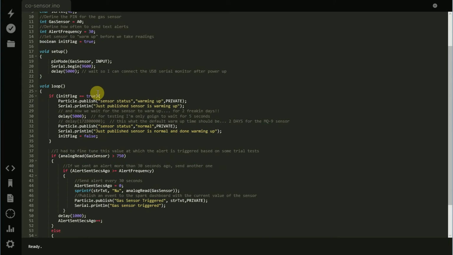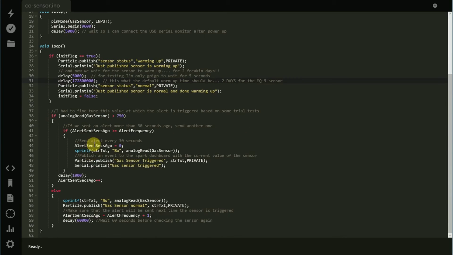Just to quickly go over it, we're going to be starting the main loop by warming up the sensor as specified. They want this thing to heat up for days, so I have two bits of code in here. I was testing with just a 5-second delay, but really you're supposed to let it heat up and warm up the sensor for 2 days. So that's this 1 billion milliseconds.